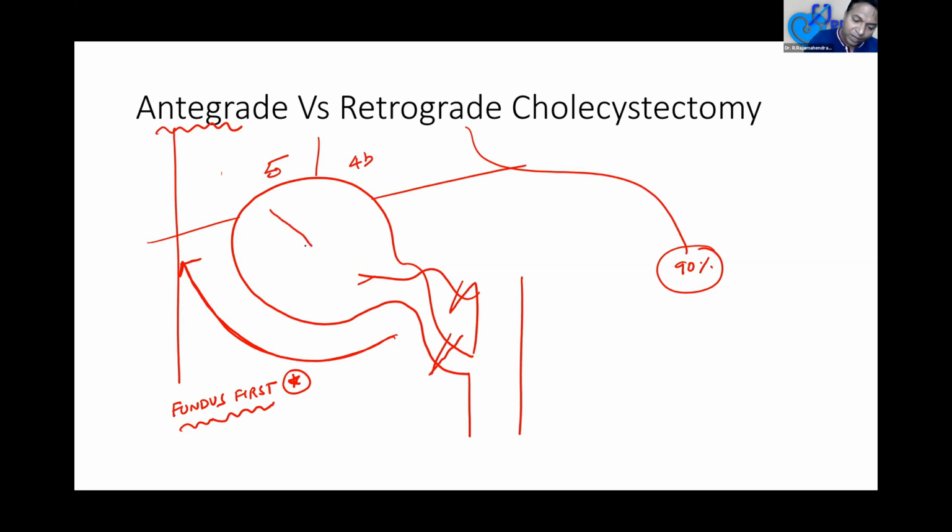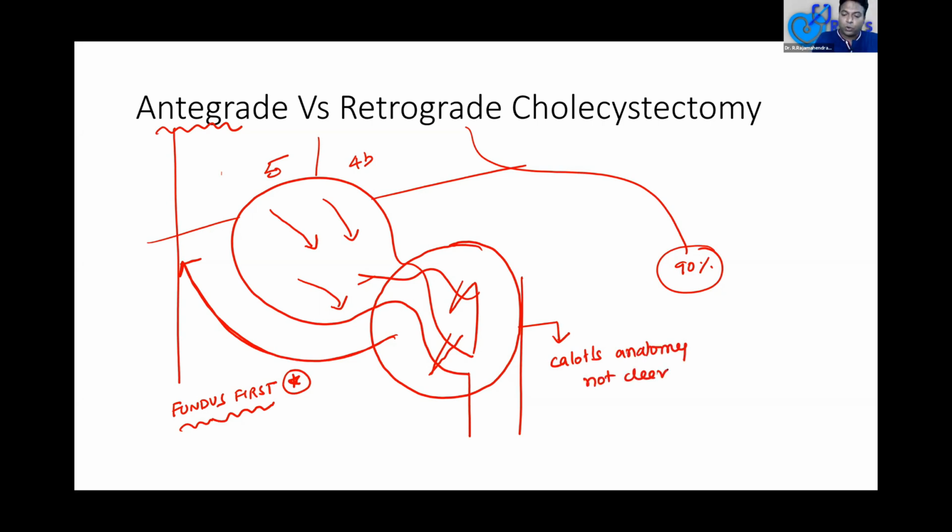We come from above downwards. In national board exams, you can get this question: when is the fundus first technique followed? It is followed when the Calot's triangle is not clear. I told you, first we go to the Calot's triangle. If I can see clear anatomy, I will continue with the Calot's triangle itself. If the Calot's anatomy is not clear, you have to go for the fundus first or antegrade technique.